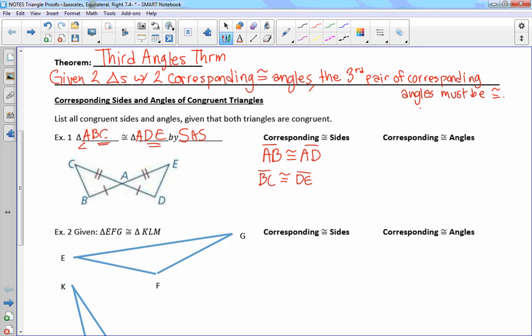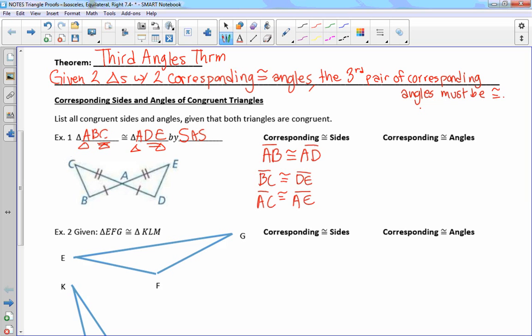So A and C correspond to which segment of the other triangle? What's the outsides? A and E. That's how you list heads and corresponding sides.